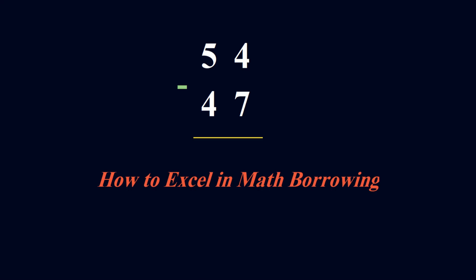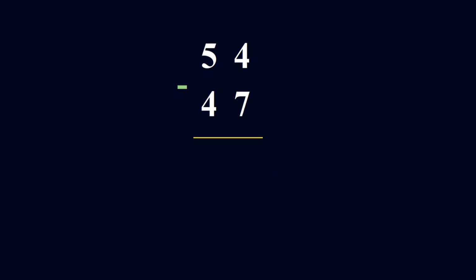During this episode, let's solve this subtraction problem. 54 minus 47. The ones column is on the right and the tens column is on the left. We start solving the subtraction problem by subtracting the numbers in the ones column.